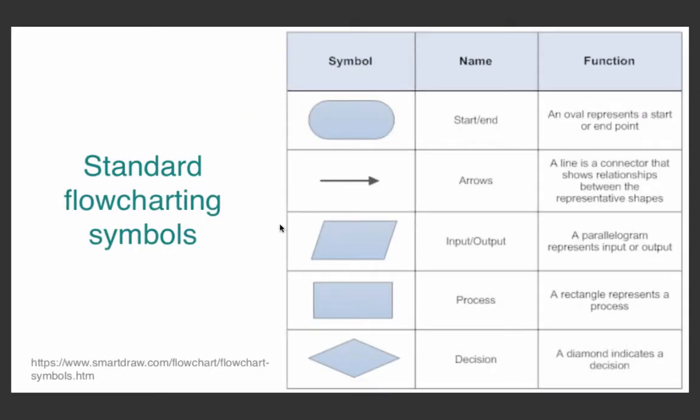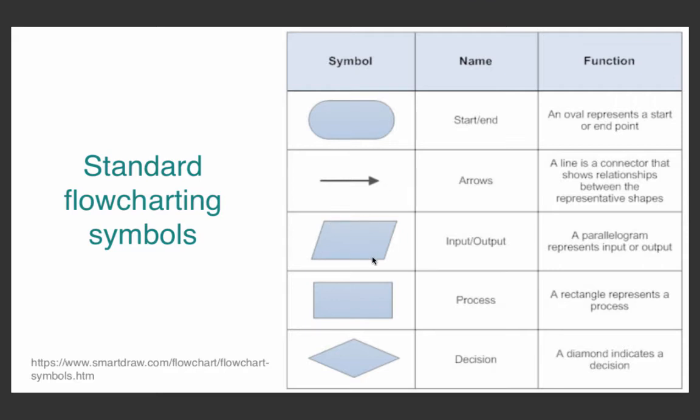Of course, you're not assessed on this, so you can use whatever symbols you want. But there's a standard flowcharting symbol, so to speak. An oval represents the start or end of a program. Arrows represent the execution flow of your program, so now I'm going to this.